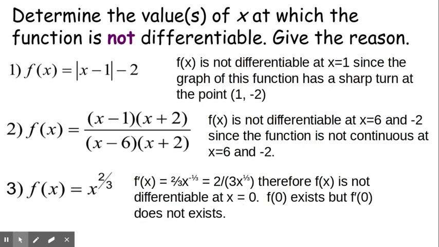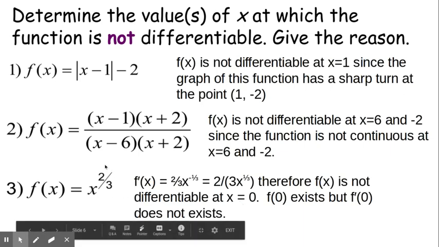Those vertical tangent lines can sometimes be difficult, but a key thing to look for is when you see anything to the 2/3 power, it's likely that function has a cusp. You could graph it and see it as well.